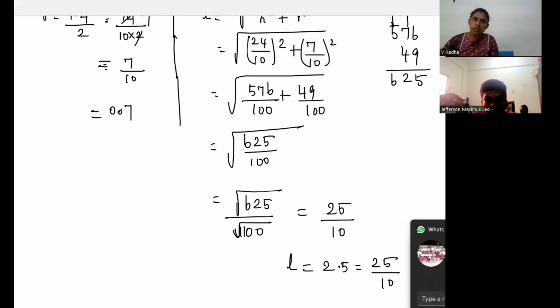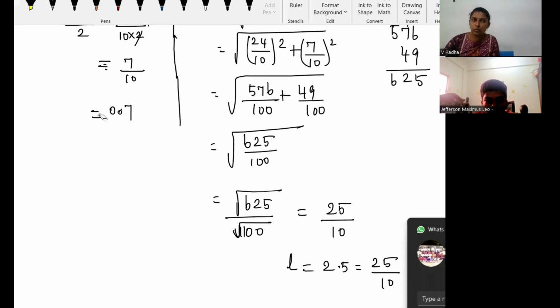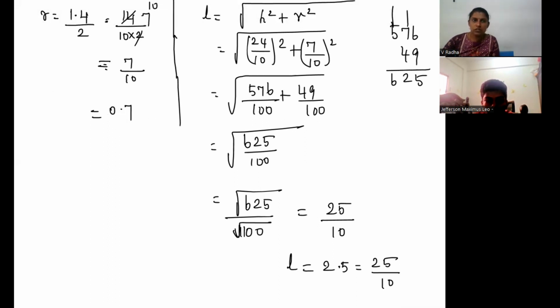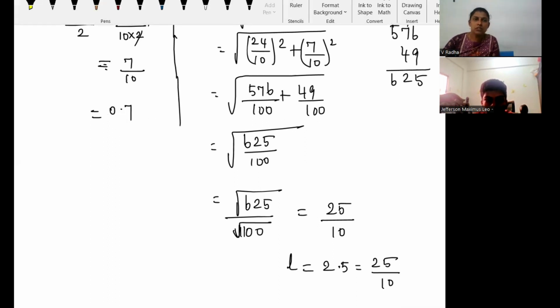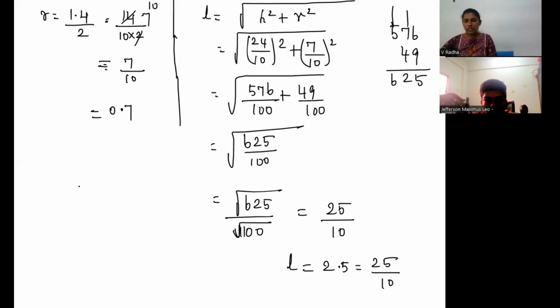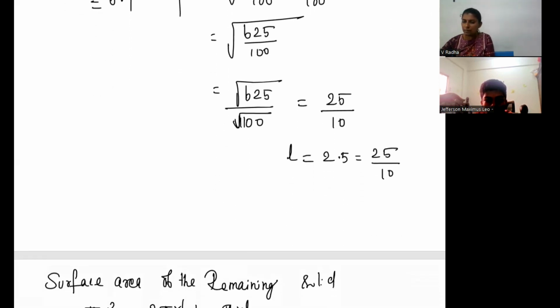So whichever is easier for you, please follow it. Either you have to follow in decimal form or fraction form. That is your choice. Both are correct. 0.7, I take this as 7 by 10. Height is equal to 25 by 10. In a fraction, cancelling is easier.